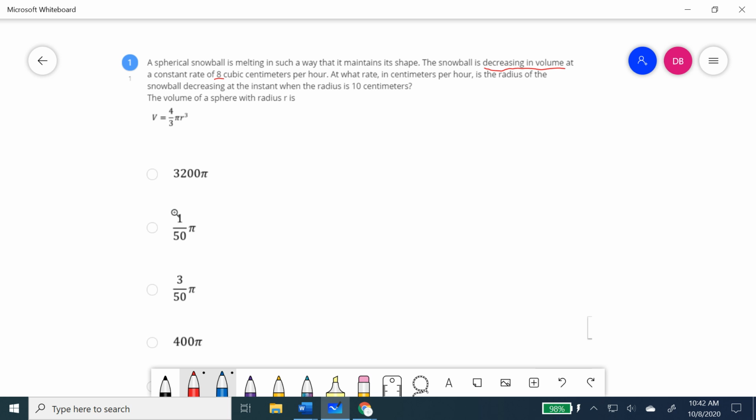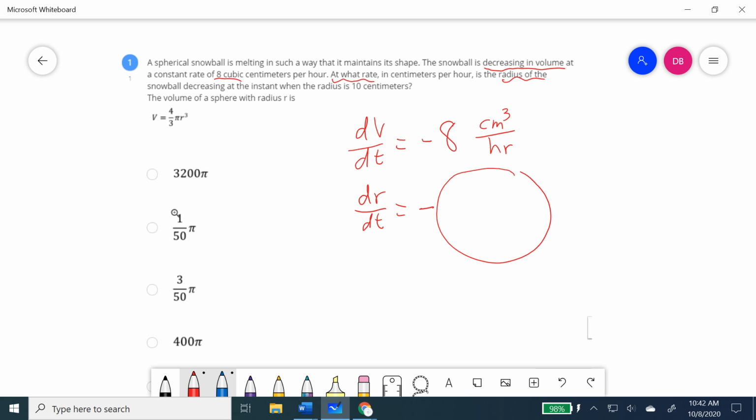Decreasing volume, 8 cubic meters per hour. So I have dV/dt is negative 8 cubic centimeters per hour. At what rate is the radius of the snowball decreasing? Now, it says at what rate is it decreasing? So that means it's going to be negative, and your answer is going to be what I circled, not the negative part. So they were at least kind enough to only give positive answers.